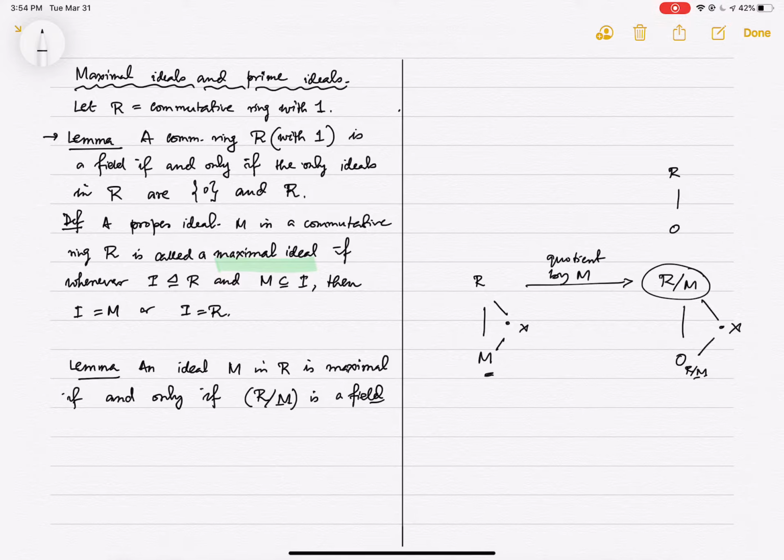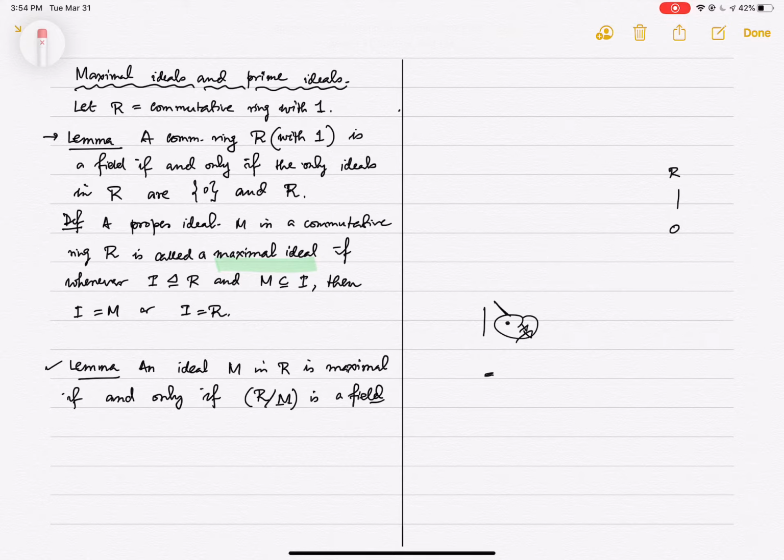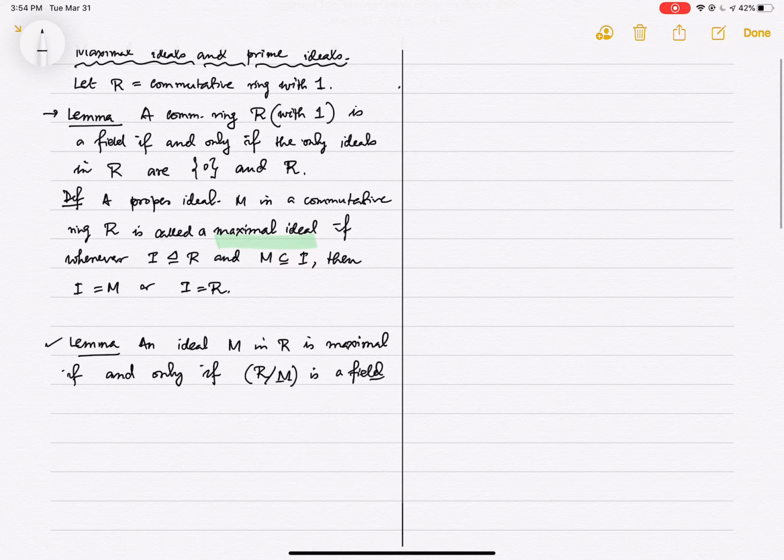On the other hand, if M is maximal, then there is no ideal in between here. That means there is no ideal in between 0 and R mod M. That means R mod M is a field. That's a quick recap of the proof of this. Okay. So what I want to do is use this to give some examples. But first, I think it will be convenient if we do this little exercise.